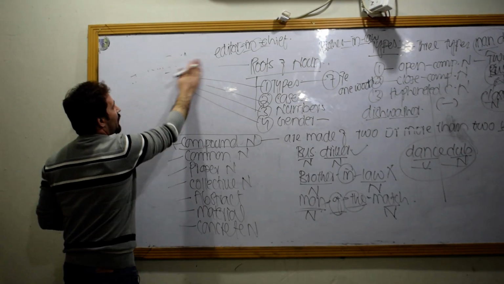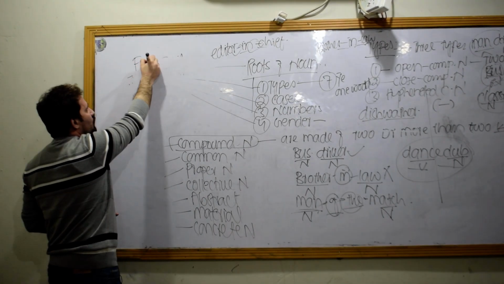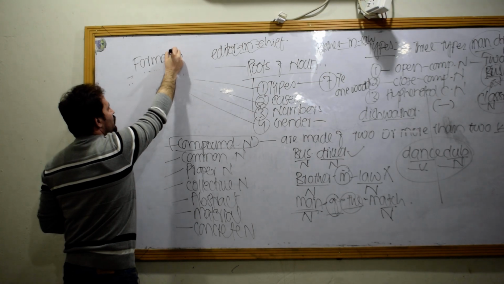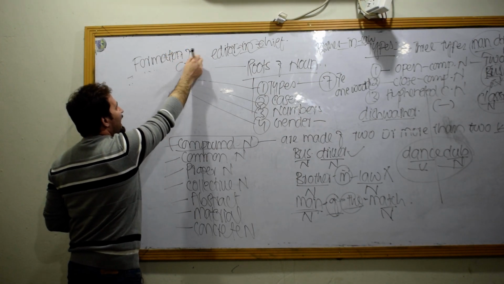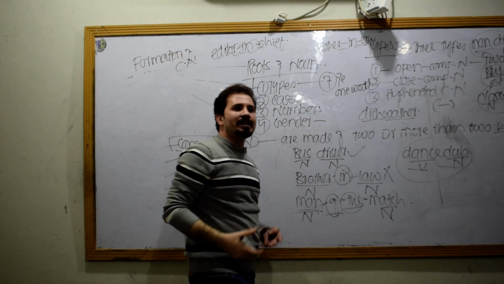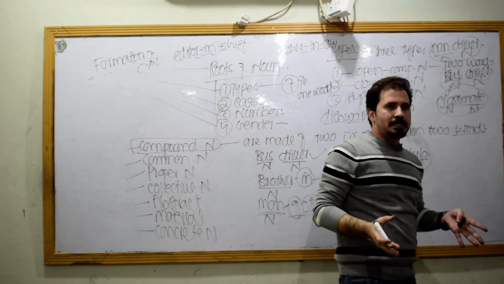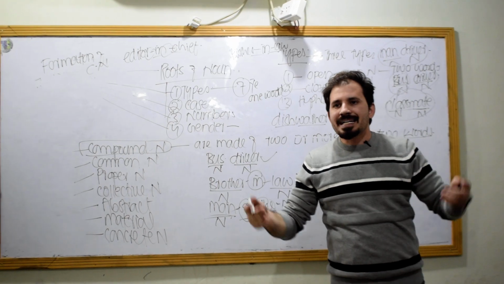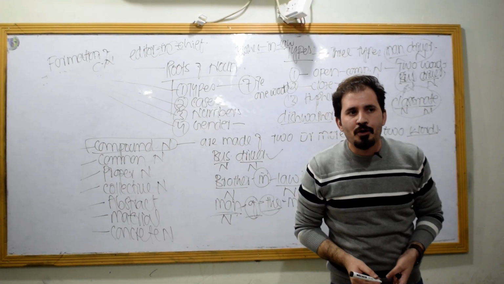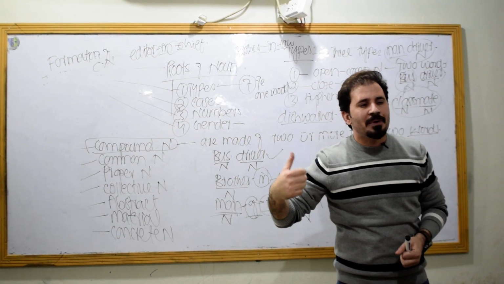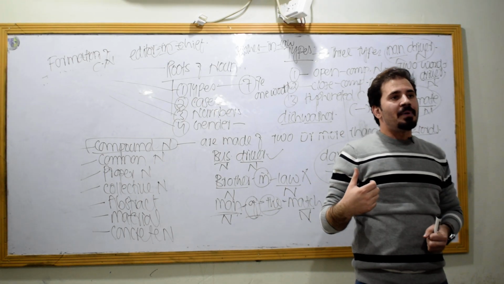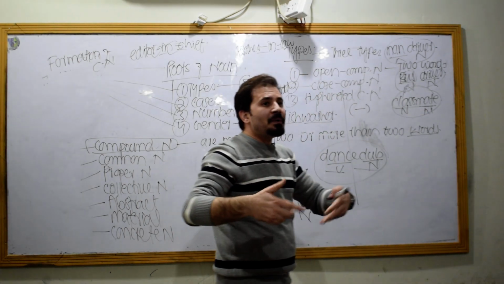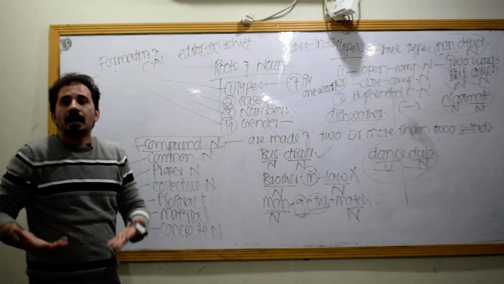Now, the third lesson, which is very important for you people about compound noun, is the formation of compound noun. How can we make a compound noun? This is a very quick question for us. We talked about the compound noun definition. We talked about the types of compound noun. The next topic is called what? Formation of compound noun. It means how we can form, how we can make compound nouns.